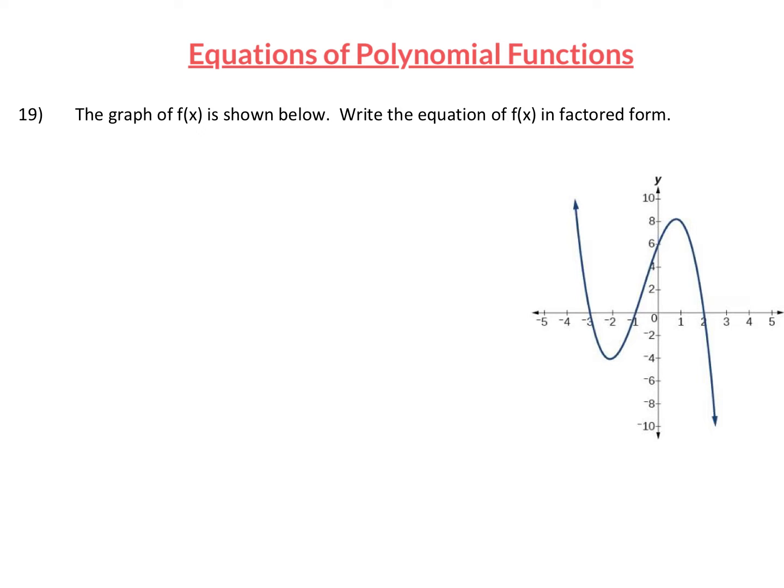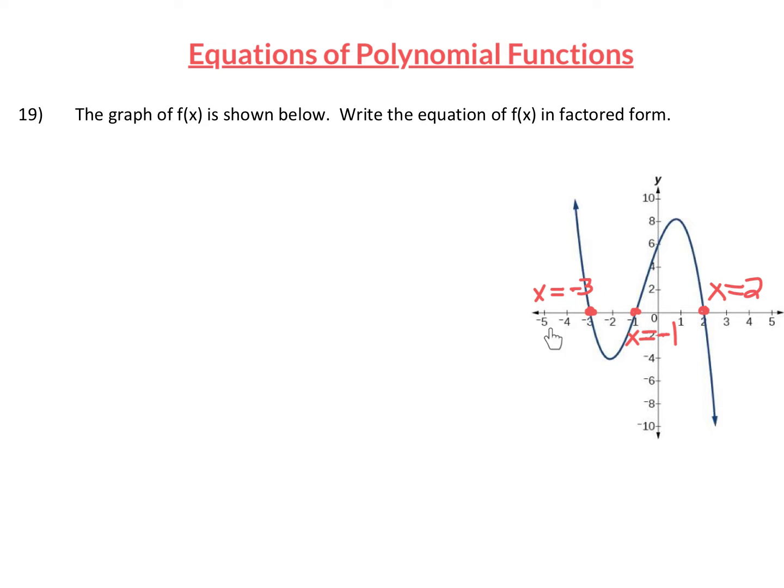Hello, so today we're going to be talking about basically writing the equation of a polynomial function given a graph. Okay, so if you can take a look at number 19, it says the graph of f of x is shown below. Write the equation of f of x in factored form. Okay, so in order to do that, we're first going to take a look at the zeros, right?